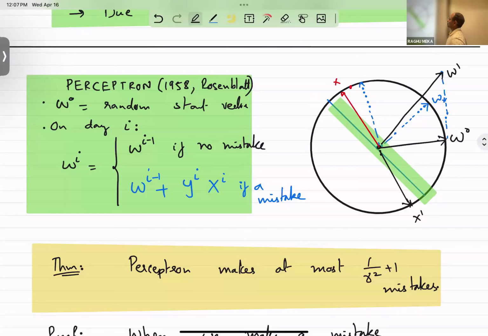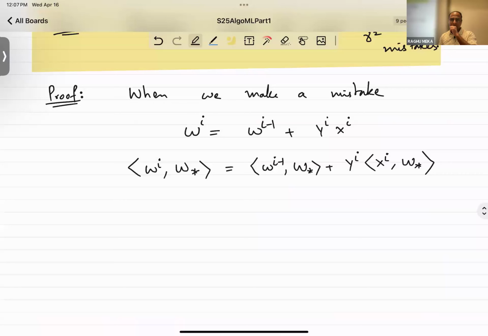And that conforms with our intuition, right? That's how we designed the algorithm. If you label some point wrong, then you should try and move towards W star. That's exactly what the calculation is going to show. So let's calculate how the correlation with the unknown W star changes. Okay. So you take this inner product, and then you have W_{i-1} times W star plus y_i times x_i times W star.